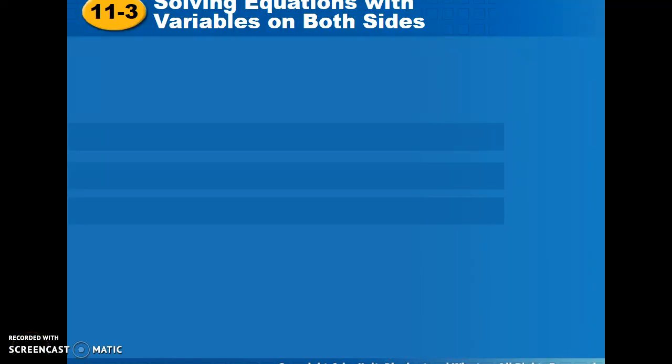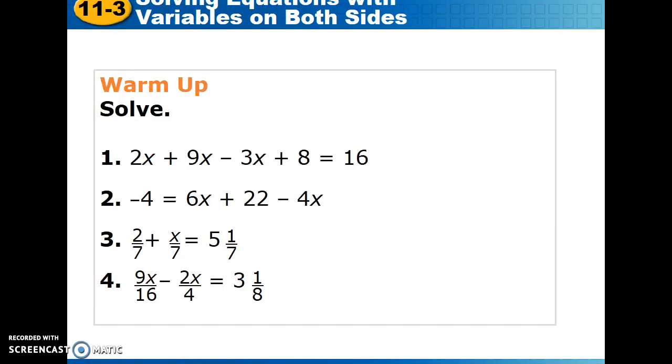Okay guys, today we are doing 11.3, solving equations with variables on both sides. We did something similar to this earlier in the year, but we're going to review and add a little bit more challenging stuff with it. First we're going to start with a warm-up, 4 questions, stuff that we did last week. So this should be easy. Go ahead and do those now and type in your answers.